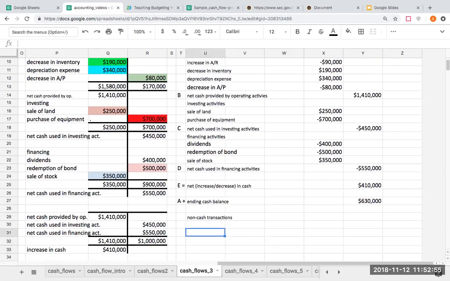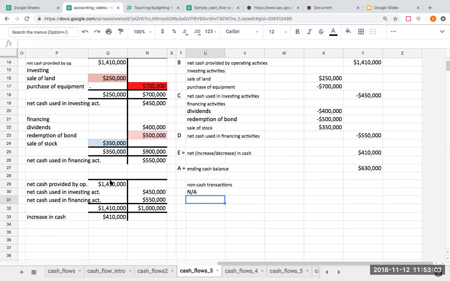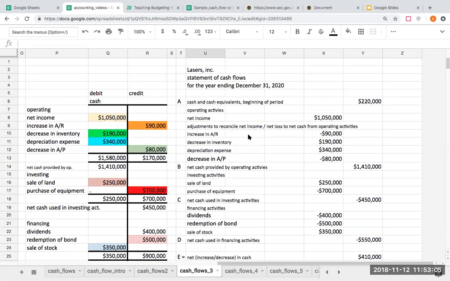Lastly, I have no non-cash transactions, and we'll talk about that on the next one. And so there we go. If you've done your T account here, this essentially is giving you the statement of cash flows.